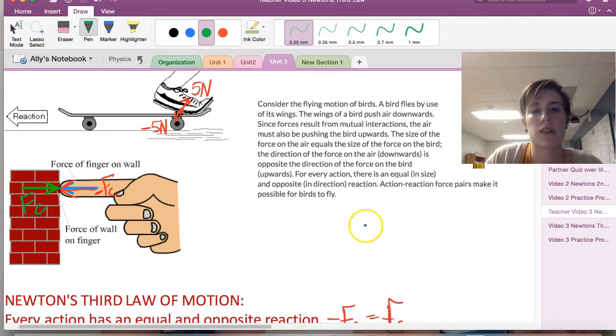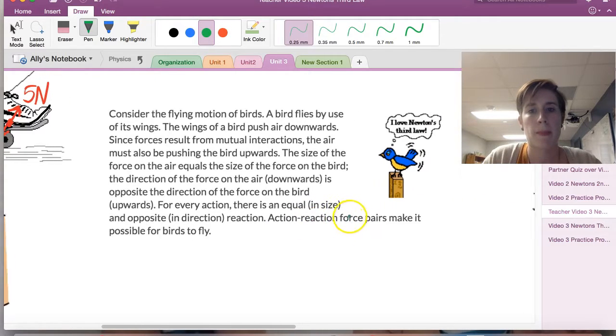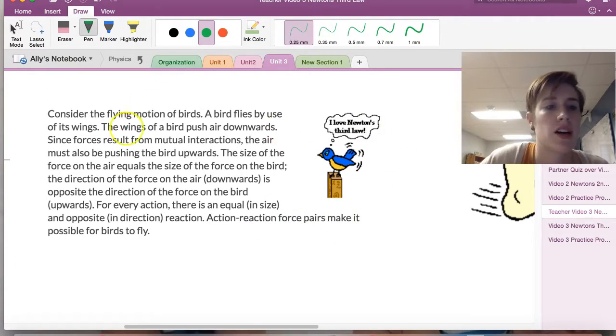This is why birds can fly. So I'm going to show you this picture here. This bird loves Newton's third law. And I kind of typed it up for you. A bird flies by using its wings. The wings of a bird push the air down. So here's the wings, pushing a contact force on the air, okay? And the air, believe it or not, has a contact force that pushes back up on the bird.